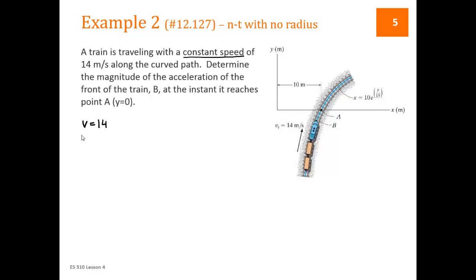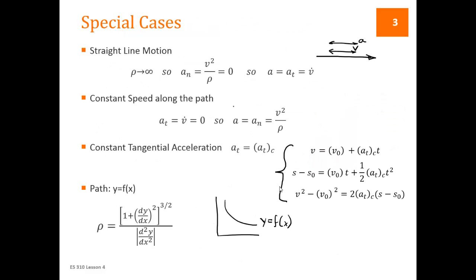Constant speed means that v dot is equal to 0, or the tangential part of the acceleration is equal to 0. The normal part of the acceleration is v squared over rho, so it's 14 squared over rho. We need to find rho. Alright, so let's find rho. The equation for rho is given up here, so we're looking at this equation right here.